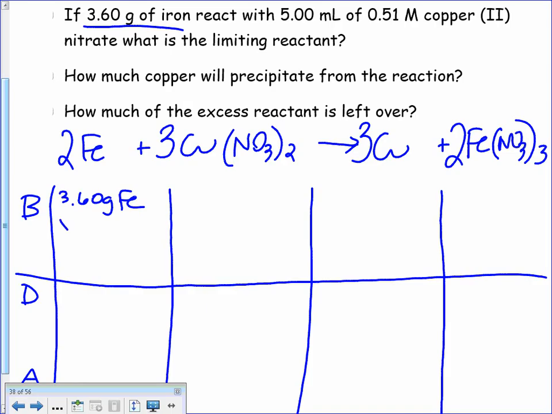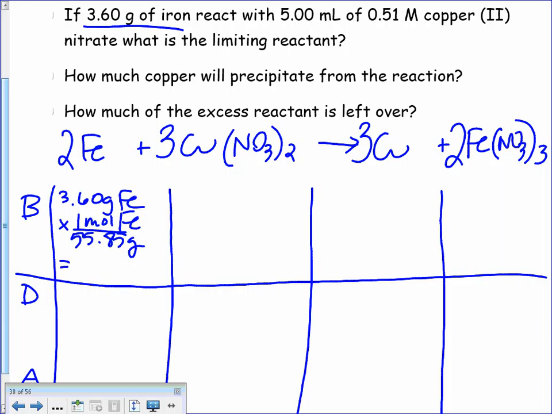3.6 grams of iron times its molar mass, right? So what's iron's molar mass? Look at the periodic table. How much is it? 55.85. I don't have space to do it, so I'm wrapping it down. So 1 mole of iron weighs 55.85 grams. How many moles is that?